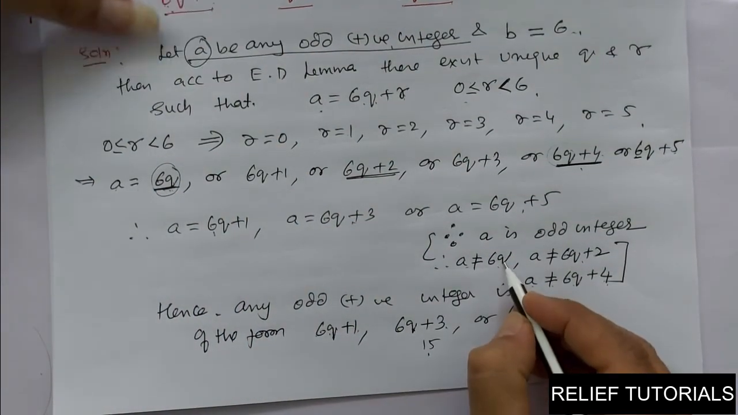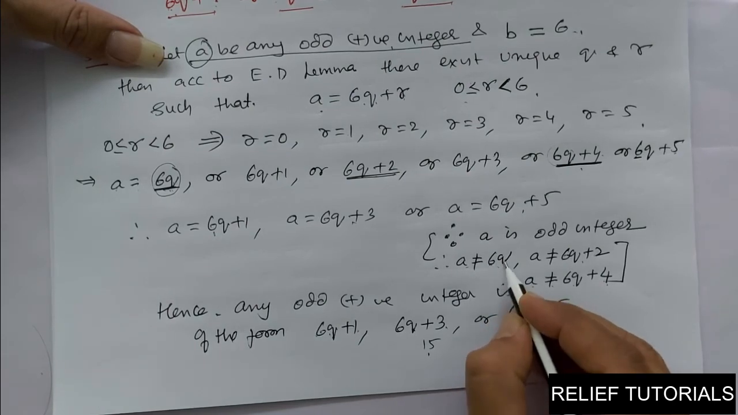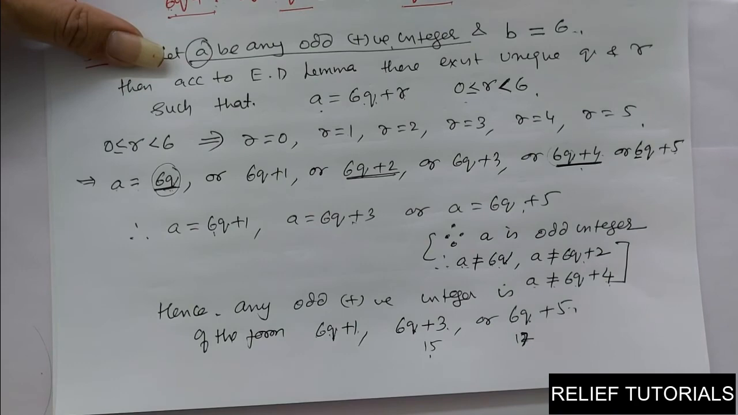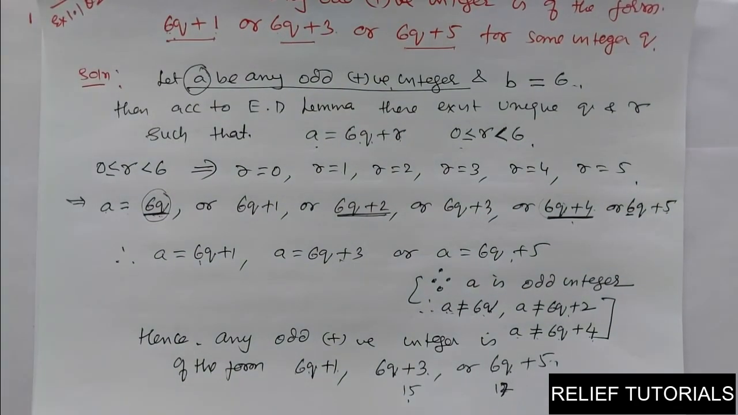And all these will be even. See, q equal to 1. So 1 into 6, 6. So that is even. You take 2. 6 into 2, 12. So 12 is even. Clear? So have you got it?